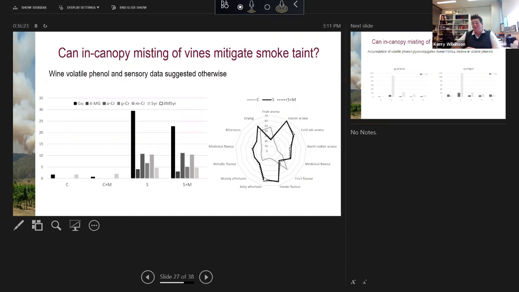This is still interesting because what it's telling us is that these volatile phenols are clearly taken up by the grapes incredibly quickly, such that dropping out any particulate matter or washing the grapes, even while we're applying smoke, isn't stopping these volatile compounds from getting into the grapes. But unfortunately, it's not the solution to smoke taint that we were hoping for.